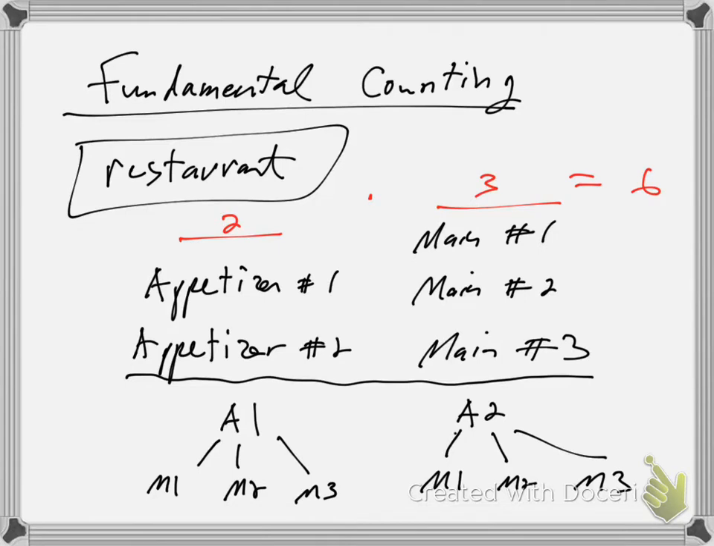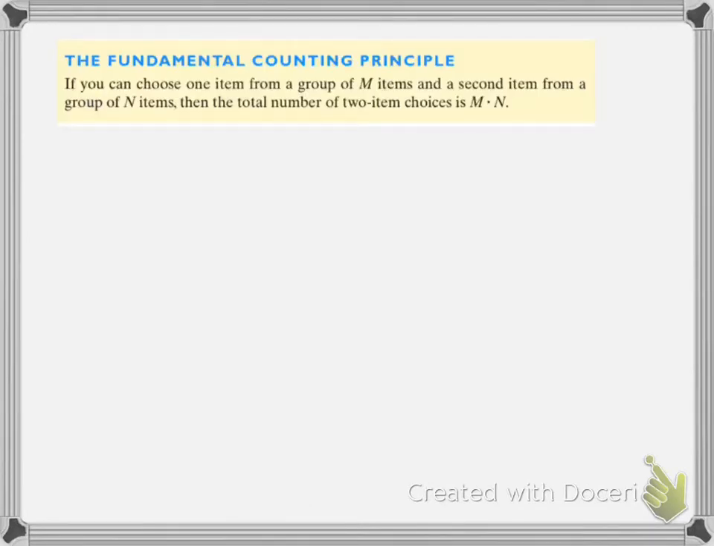So if we have some different options with 2 groups of items or 3 groups of items or whatever, the way we find the total number of possible combinations, where we pick an appetizer and then a main meal, is you just multiply the numbers. Okay, that brings us to the fundamental counting principle. This is a probability concept. If you can choose one item from a group of m items and a second item from a group of n items, then the total number of 2 item choices is m times n. That's just what I went through with the example with the meals.